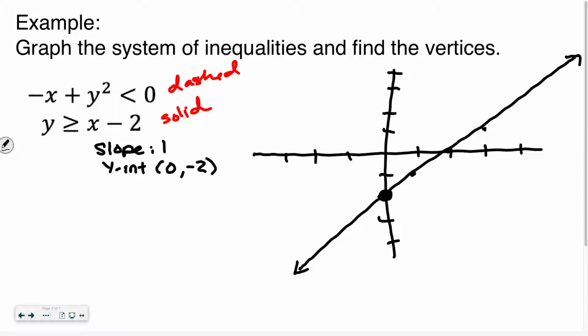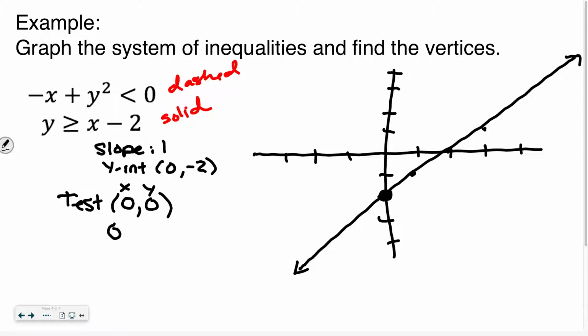Now, at the same time I graph it, I like to decide where to shade. So I'm going to use a test point. This line does not go through 0, 0, so I would like to test 0, 0. That means I'm going to put 0 in for x and 0 in for y.